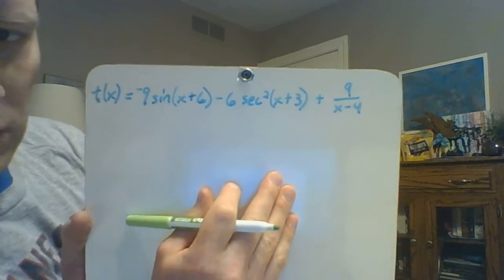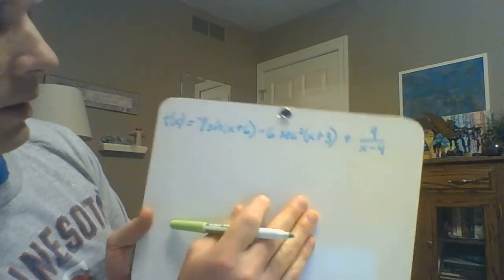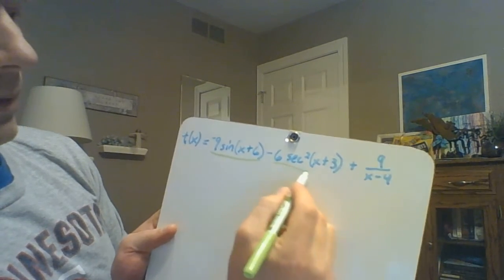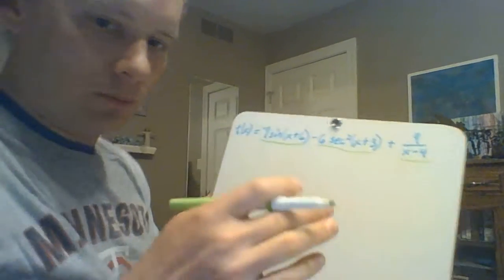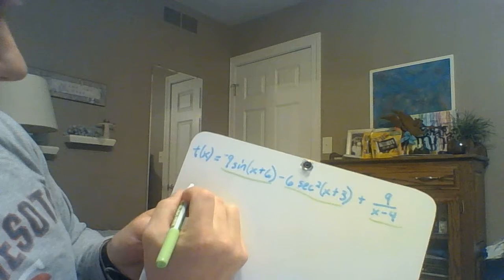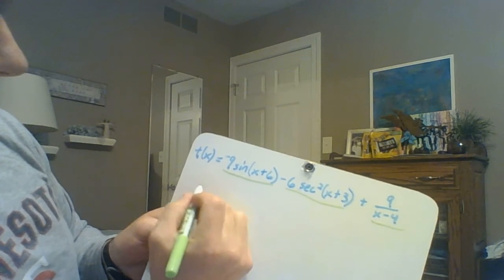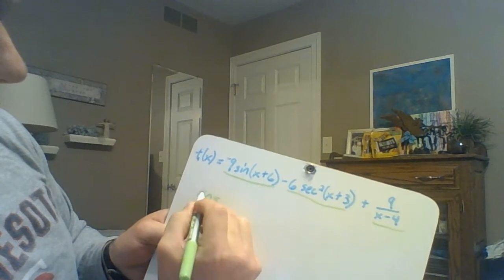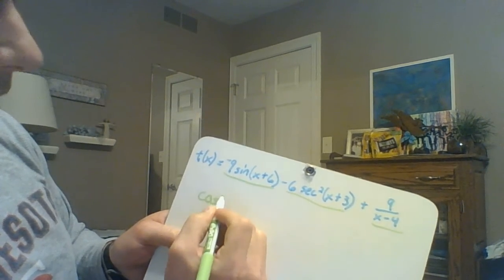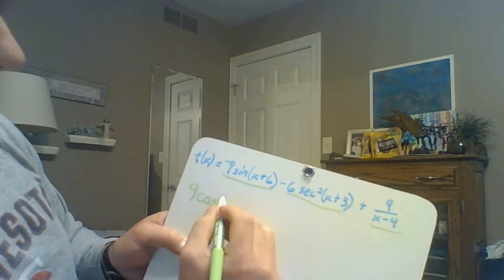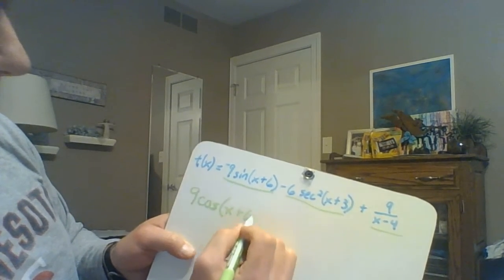I'll let you take a look at that a second. So we kind of take each term separately, okay? So what's going to give us a derivative of -9 sine x plus 6? Well, if I start with cosine and I take the derivative of cosine, I get negative sine. So that's going to give me my negative, so I'll just put the 9 out in front, cosine x plus 6.